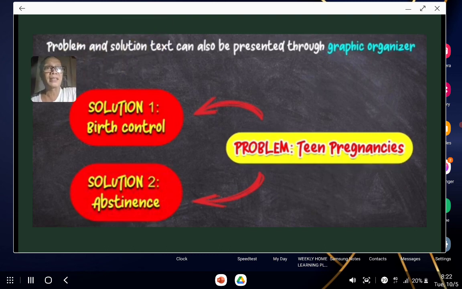And we can have this in a graphic organizer. For the yellow box, the problem is teen pregnancies. For the red boxes, solution number 1 and solution number 2. Birth control is solution number 1, and number 2 is abstinence.